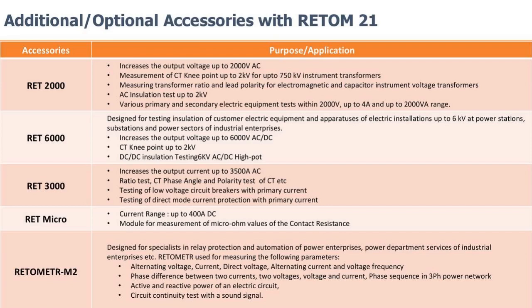After that we will get parameters like phase angle, phase difference between two currents, two voltages, voltage and current. Also we will get extra parameters, that is active power, reactive power, apparent power, power factor of the secondary circuit of the current transformer that we can check. Also, a circuit continuity test with a sound signal we can get with the help of Ratometer M2.